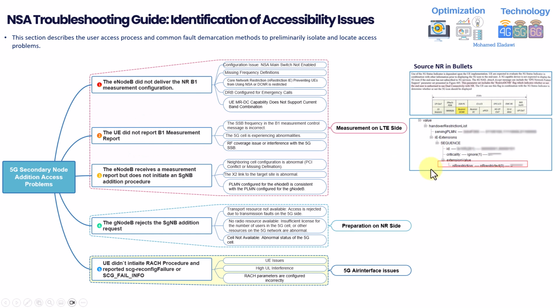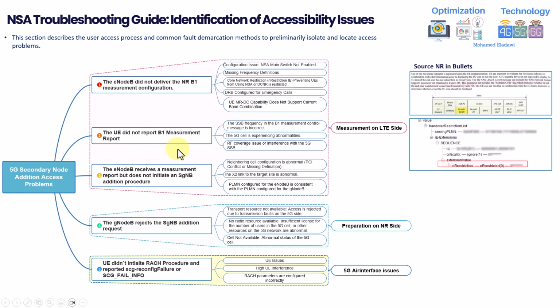So this is, by the way, the message here, right here, I didn't highlight it, related to the restriction. If there is any restriction, this will be sent in the initial context request, telling him that, okay, please don't add for this particular user because he's not subscribed to 5G. So again, going back to the measurement report: after the eNB delivered the RRC configuration with B1 events, the user then sends the measurement report.